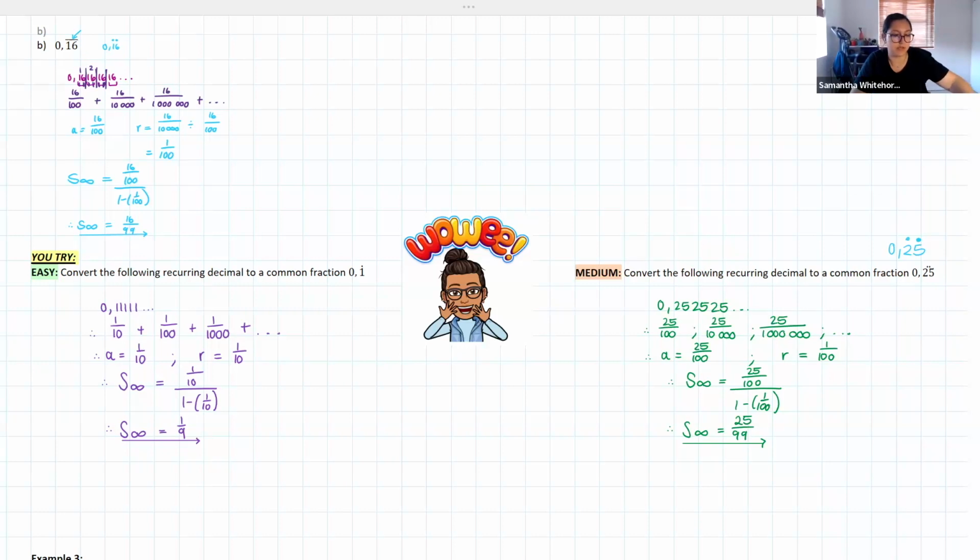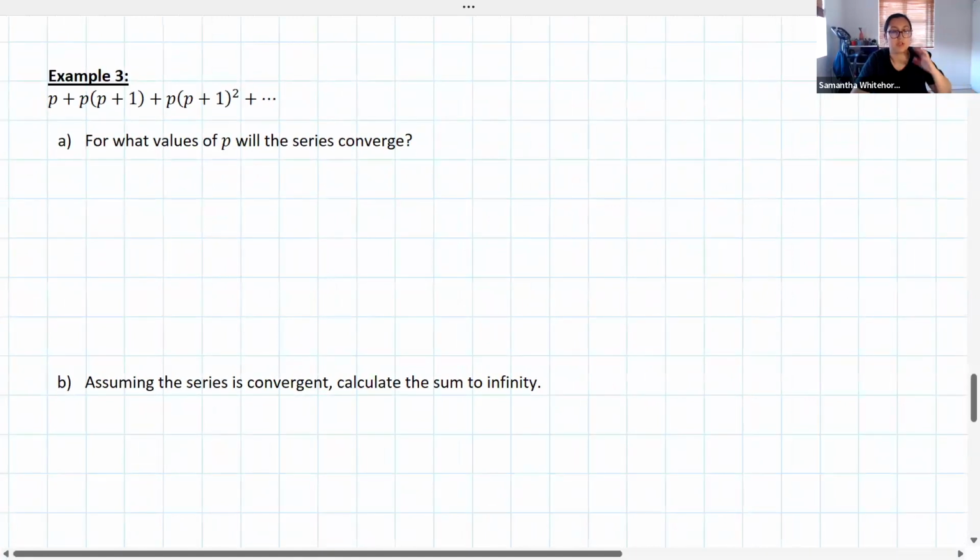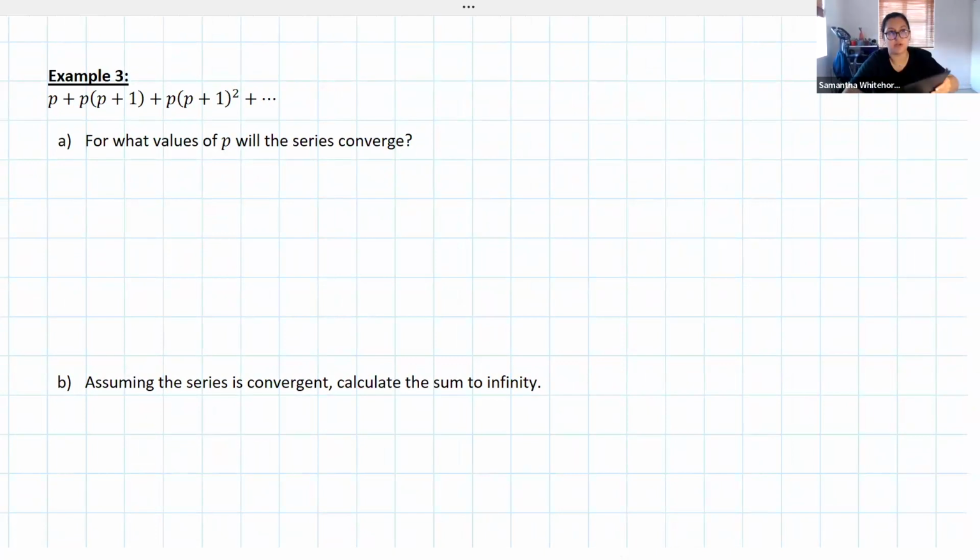Alrighty, let's have a look at the next example. So this is now where we see these sorts of questions and then we start to panic because we've got variables, it's geometric, it's a little bit scary, but we don't need to be scared. What we have is p plus p times (p plus 1) plus p times (p plus 1) squared. And whilst I probably should have said given the geometric series, we hopefully can see that it is geometric.